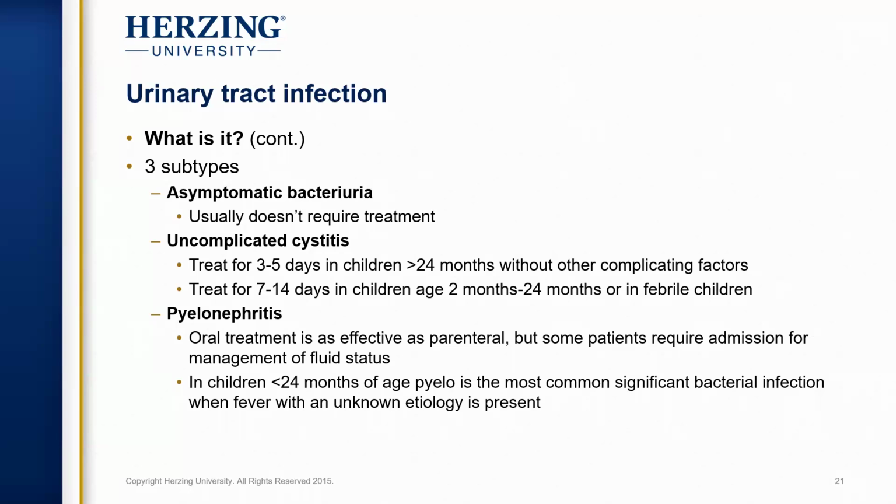So basically, when treating, you need to think, how sick is this kid and how old are they? And that'll help you decide what you need to do. And then, as with everything, make sure you're paying attention to your regional resistance. And then also send a culture and sensitivity to make sure you have the correct antibiotic for that patient.